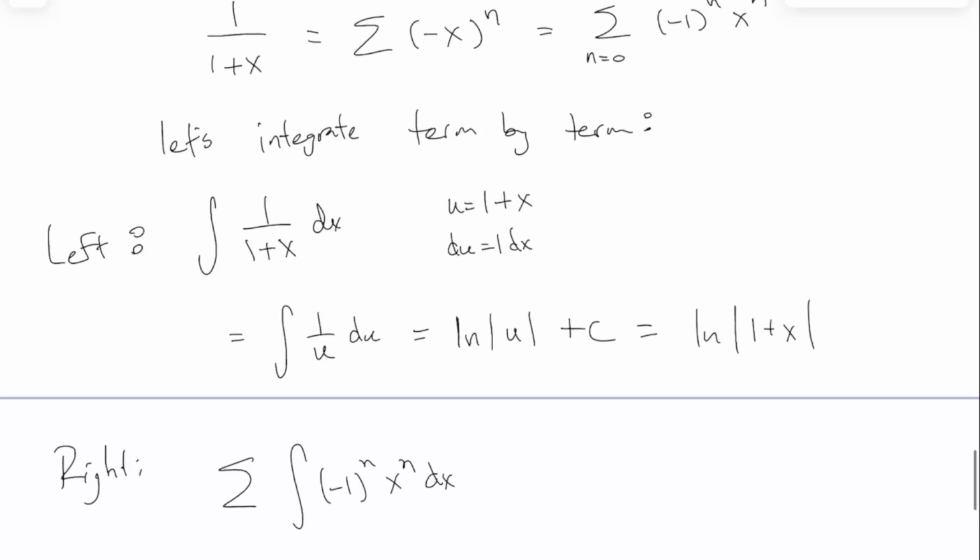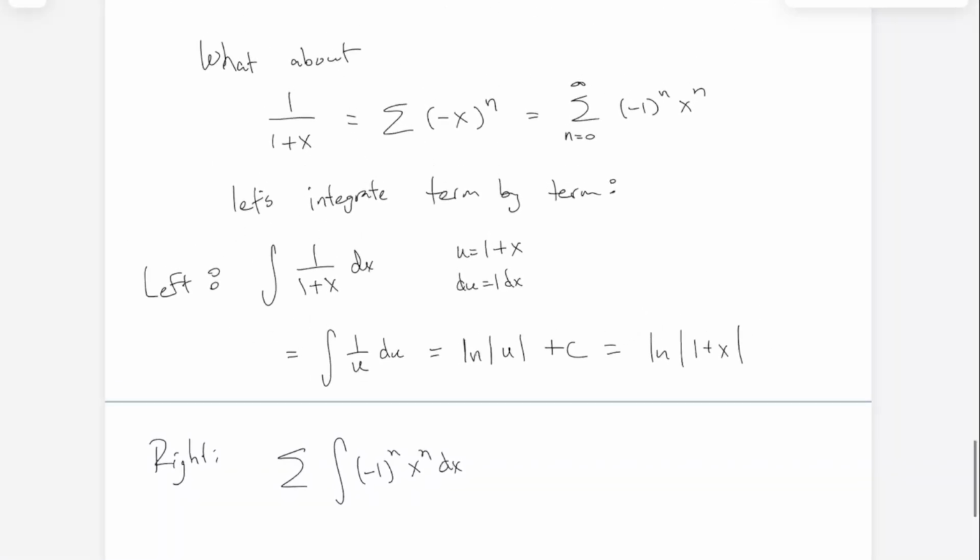Sorry, I scrolled it off. We did the integral of the left side and got this natural log. Now this, whatever that is, should equal the integral of the right side. That's going to be this integral.